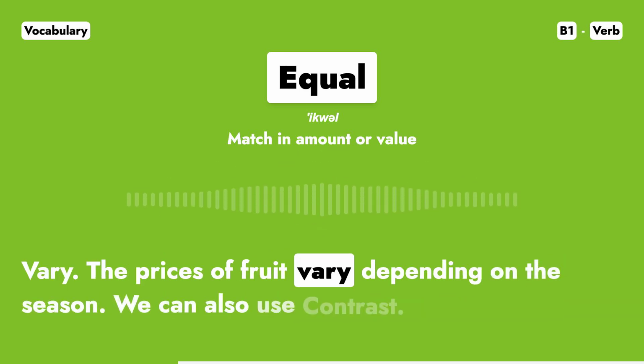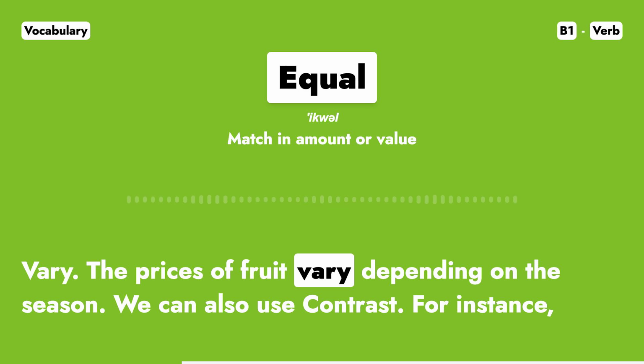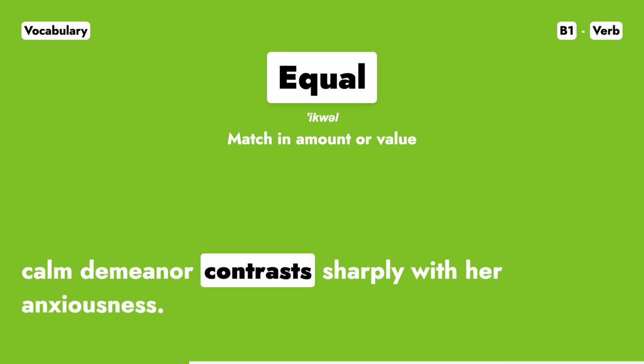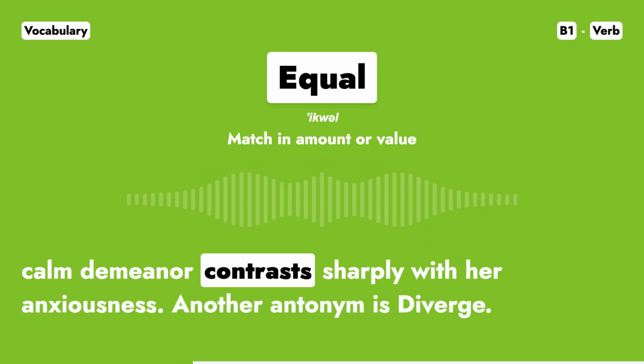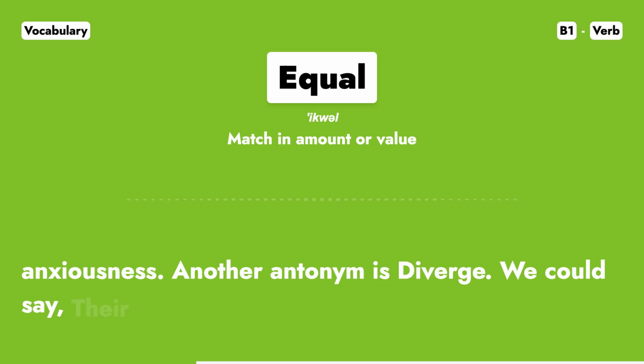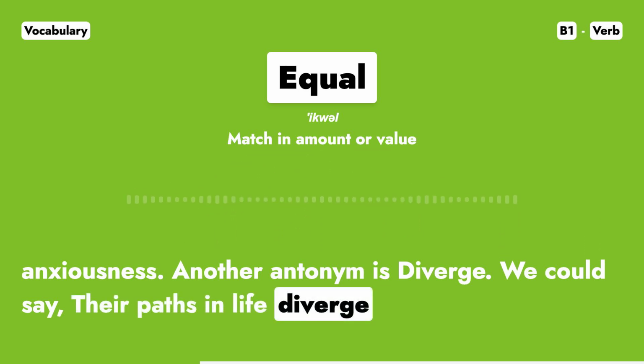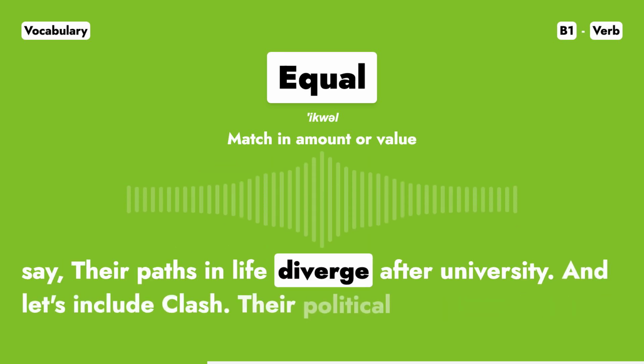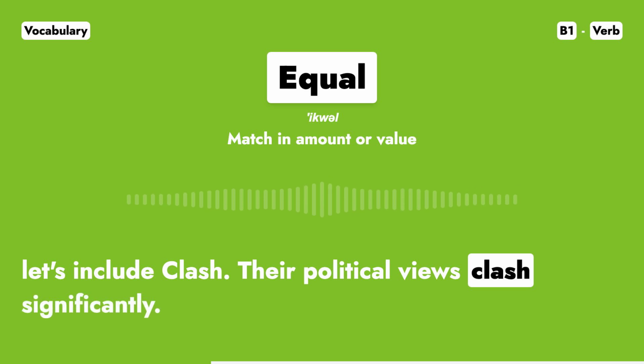We can also use contrast. For instance, his calm demeanor contrasts sharply with her anxiousness. Another antonym is diverge. We could say, their paths in life diverge after university. And let's include clash. Their political views clash significantly.